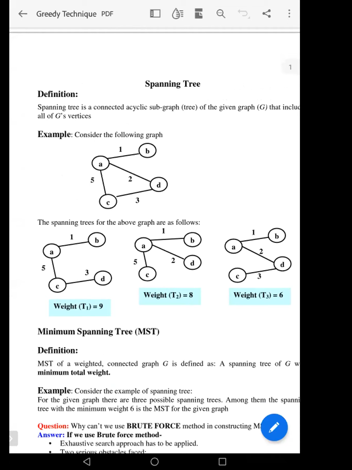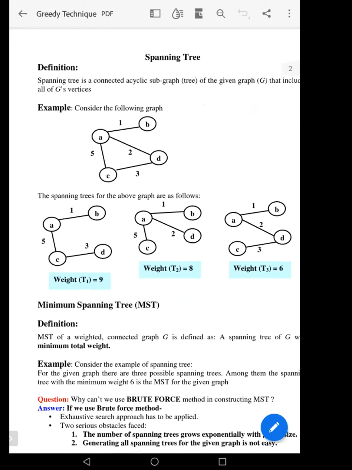Now what is a spanning tree? Whenever we are talking about the spanning tree, it is a tree, but it is a tree of a certain graph. Now suppose you are given a graph. So a spanning tree is nothing but a subgraph of a given graph. It is a tree of a given graph which contains all the vertices of the given graph. So this is a graph.